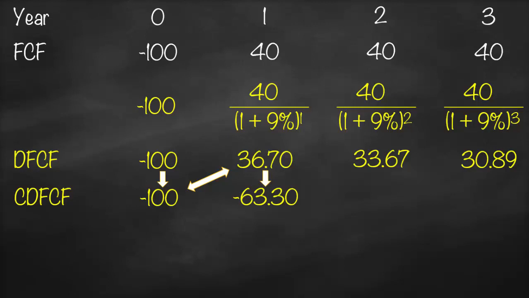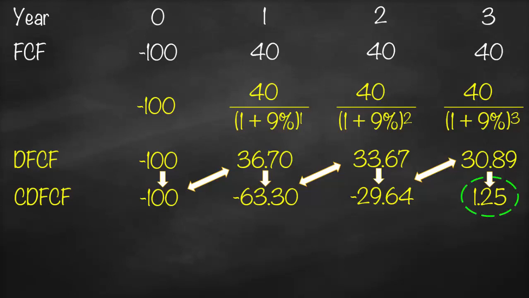And then in year 2, we'll receive 33.67, so I'll add negative 63.3, which will give us negative 29.64. Then next year we'll receive 30.89, so we get negative 29.64 plus 30.89. This will give us 1.25. Then our last number of cumulative discounted free cash flow in our example here at a discount rate of 9% is 1.29.